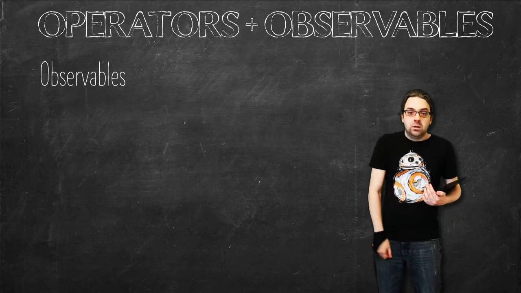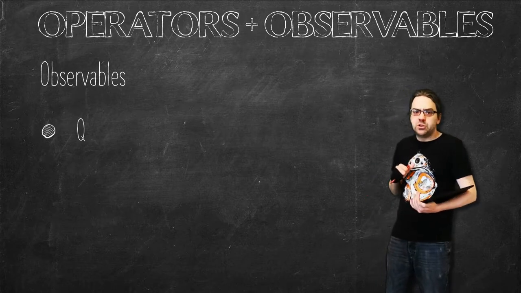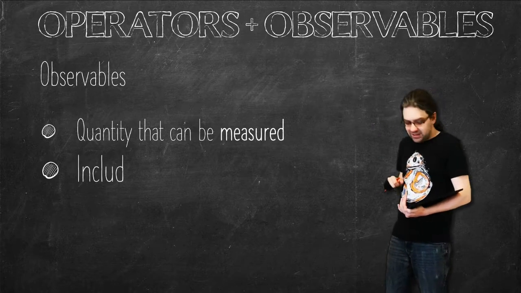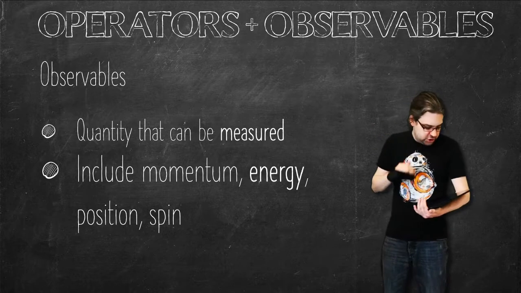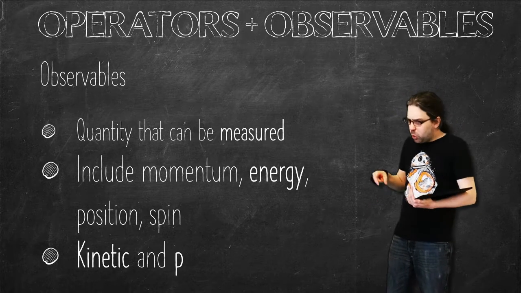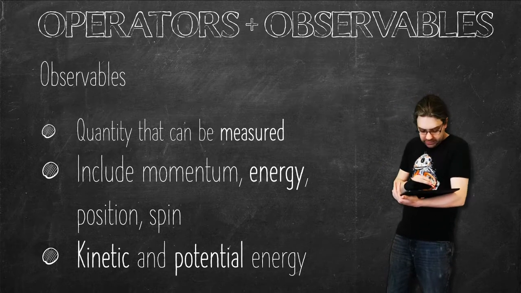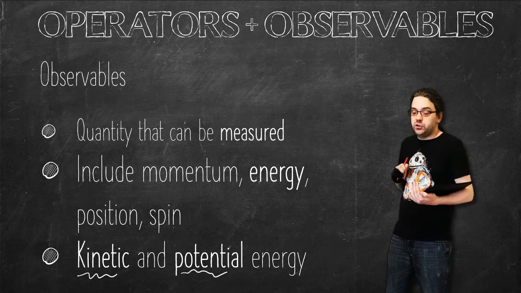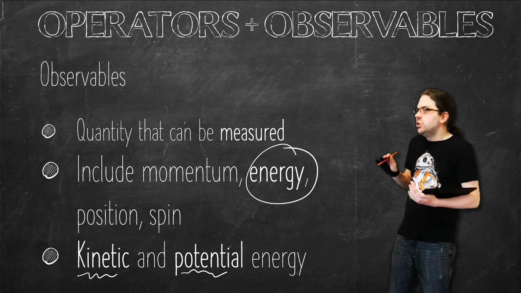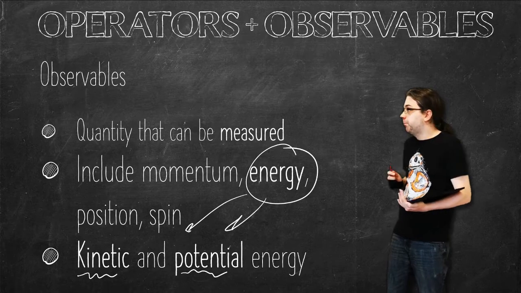Well, observable is almost self-explanatory. It is a property that we can observe. It is something that we can measure, and it is quantifiable. These are things like momentum, energy, position of an object, or its spin, for instance. And when we're talking energy, this point will come into its own in the next lecture. We are really interested in the kinetic and the potential energy. These are added together to make a total energy. So when we're talking energy, we need to be quite specific about which one we are talking about.